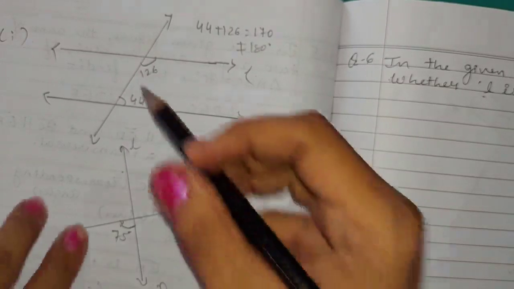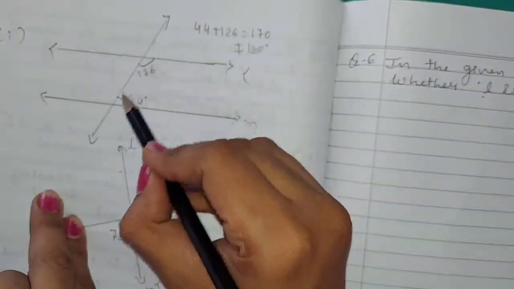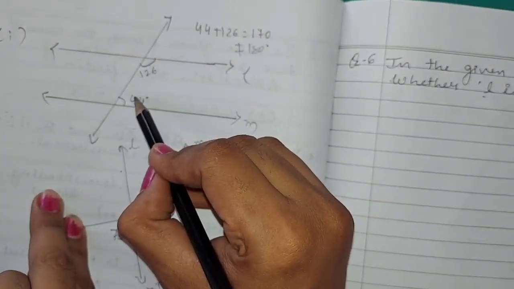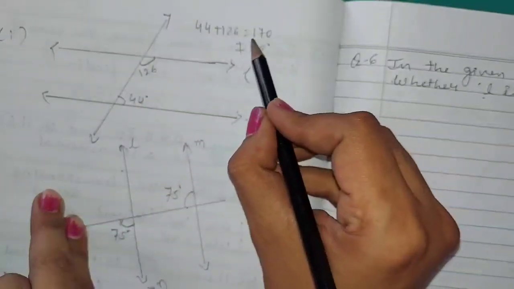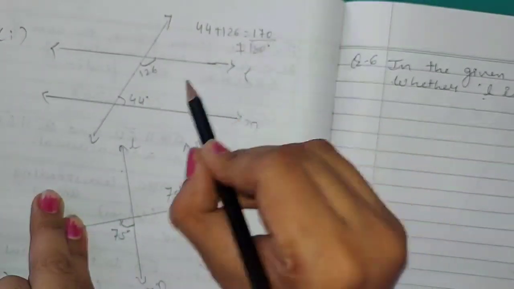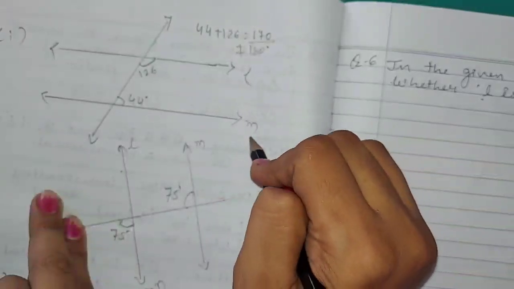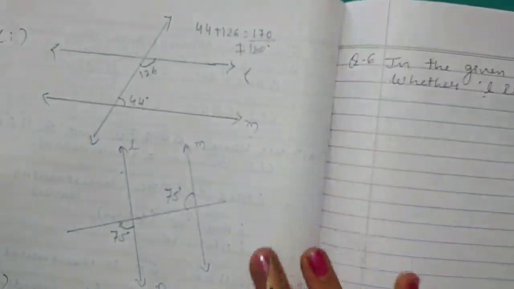Why not parallel? Because what is the rule? Sum of two interior angles equals 180 degrees. But here it is 170 degrees. So this figure, L is not parallel to M. Now let us observe the other figure.